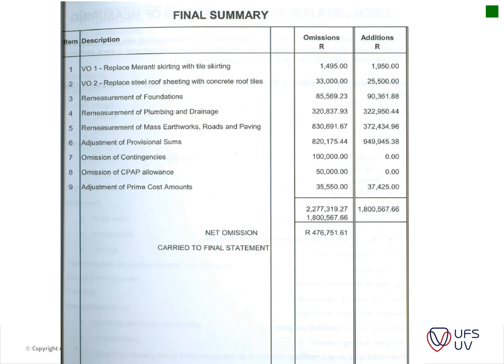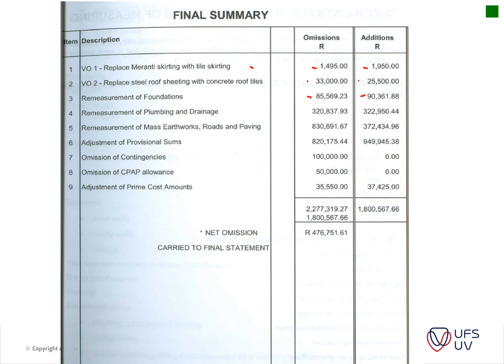Okay, then you've got your final summary. This is just a summary of your net omissions and additions. So what you can see is usually all of the items, you've got some variation orders. So variation order number 1 constituted the omission of a certain item and the addition of another item, and then VO2 again the same. Here you can see there was a bit of a saving, remeasurement of foundation. So originally there was allowed for 85,000. In the end it amounted to 90,000.